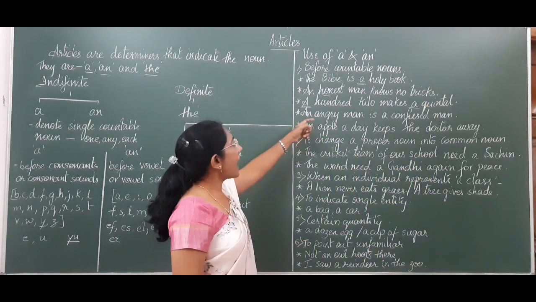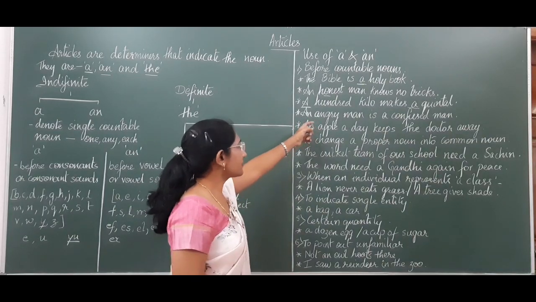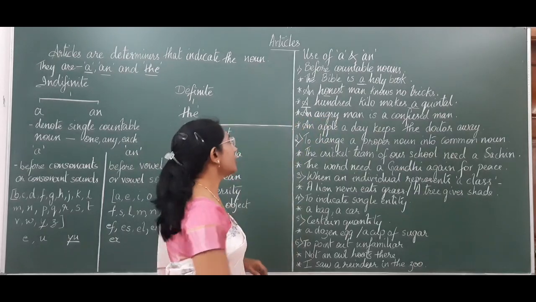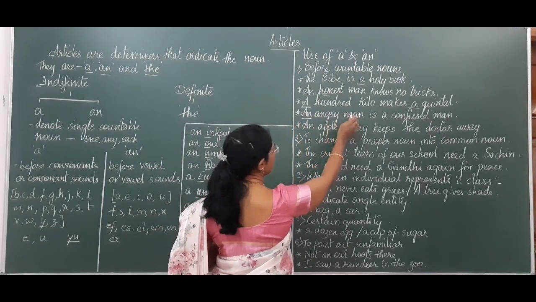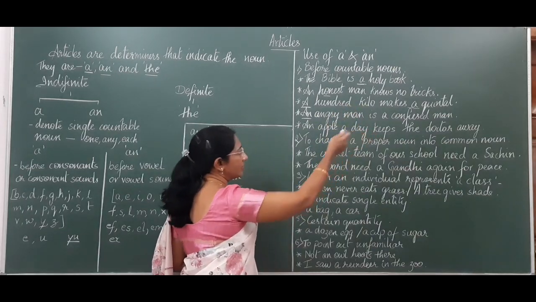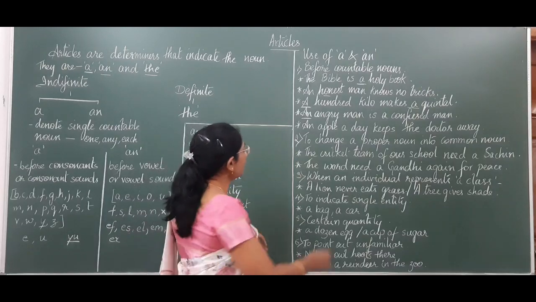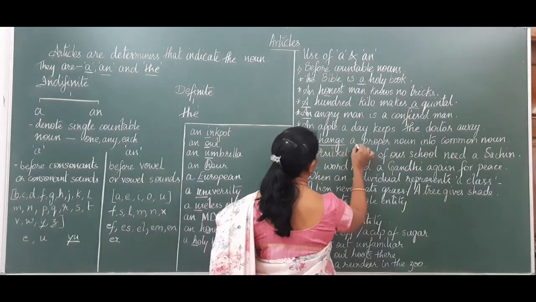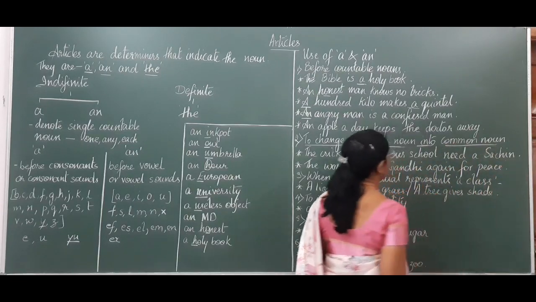Next, an angry man. Angry is producing a vowel sound, and so it carries an. An angry man is a countable noun. Next, we use a and an to change a pronoun into a common noun.